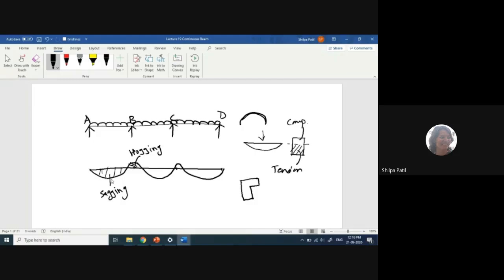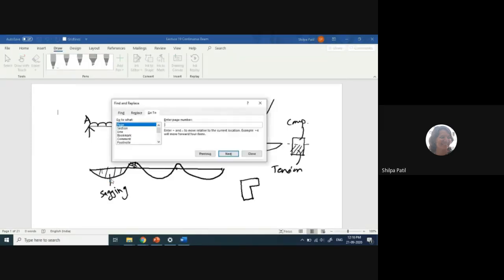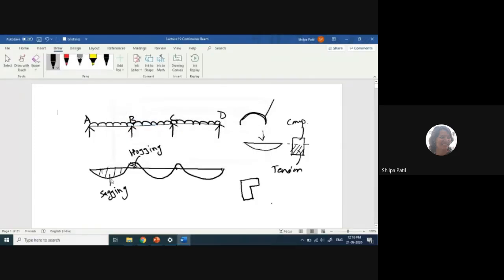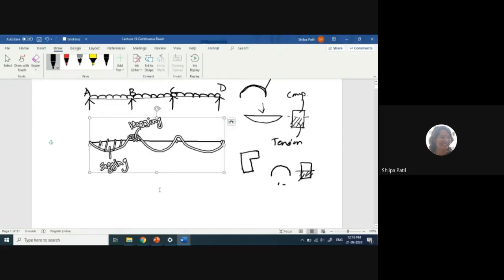What is happening over the support? Over the support there is a hogging bending moment. In hogging bending moment, the compression is in the bottom of the beam. Okay, how is the beam bending? It is bending like this. So if this is the beam, the compression is in the bottom of the beam. So if this is the beam, in this case, this portion is in compression. This part is in compression, whereas this portion is in tension. It is exactly opposite, right?